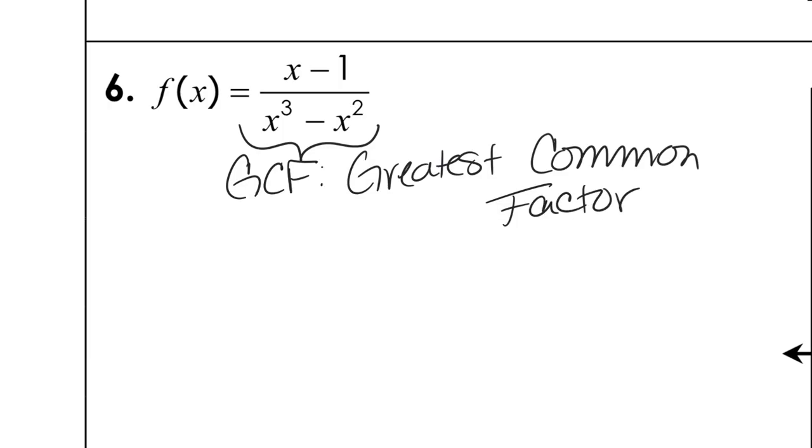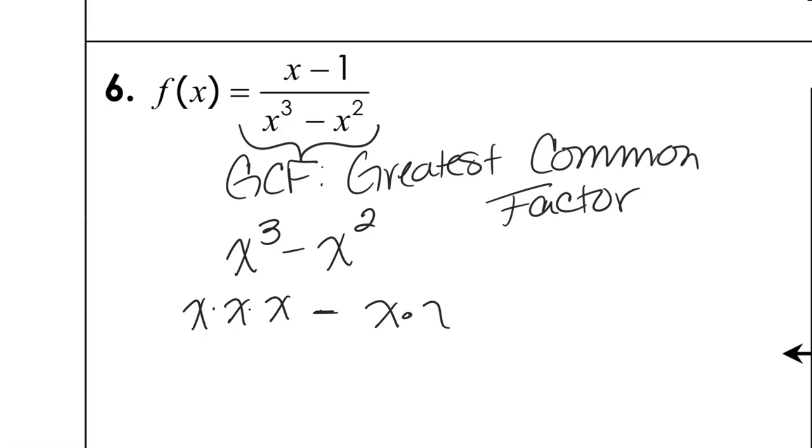So my numerator's done, it's factored. But I have x cubed minus x squared. And so this is x times x times x minus x times x. So my exponents tell me how many times that letter shows up. Exponent of 3, 3 different times. Exponent of 2, 2 different times. A greatest common factor says, well, what do they share in both terms at the exact same time? Well, they both have an x, and they both have another x.